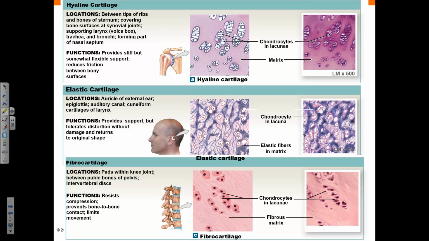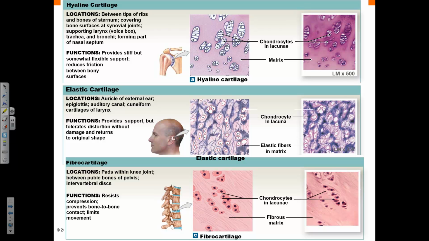Hyaline cartilage is the most common and is composed of collagen fibers. It provides flexible support and can be found between the ribs and the sternum, over bones at synovial joints, supporting the larynx, the trachea, and the bronchi, and as part of the nasal septum. Note the lacunae in the tissue.